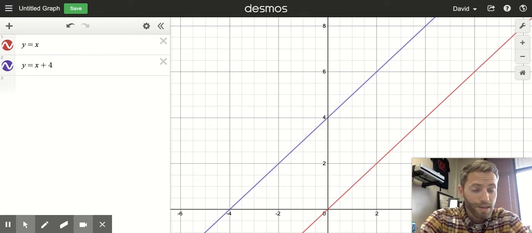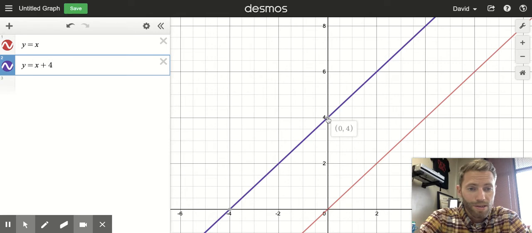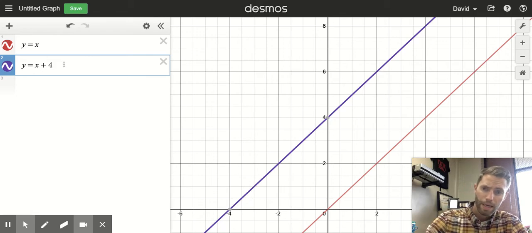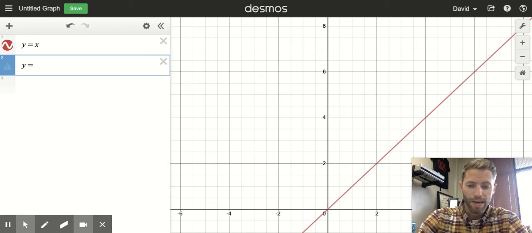Now, the steepness remained the same. In fact, these lines are completely parallel. They'll never touch. The only thing that changed is the starting point, right? For y equals x, the starting point is 0, whereas the starting point for y equals x plus 4, that starting point is 0, 4, right? It starts at 4 rather than 0, and that's connected to the plus 4 in the equation, okay? Last thing, let's compare y equals x to y equals negative x.